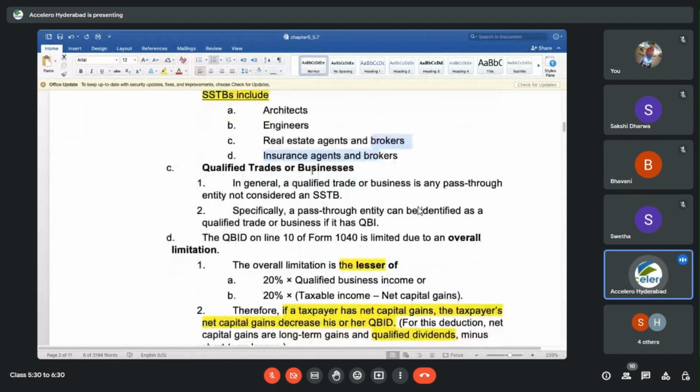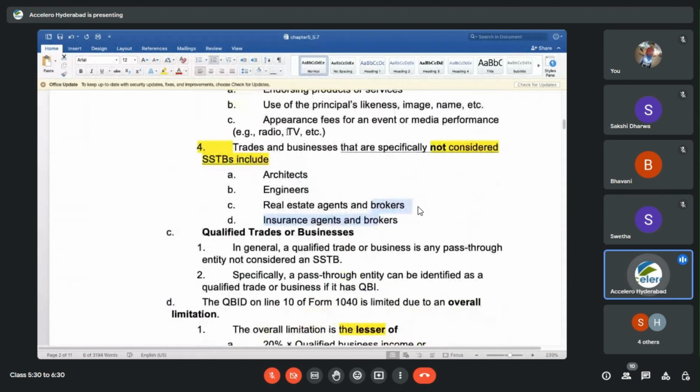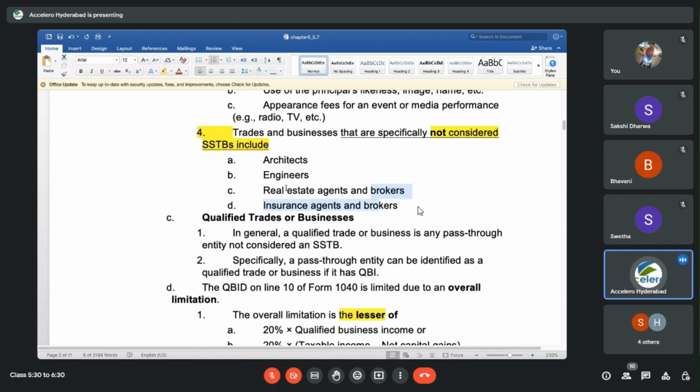Now let's see what are qualified trade or business. So anything which is not falling under SSTB will be qualified trade, because there are only two categories. Every business has to fall into one of those categories. So anything which is not going as SSTB, which is not satisfying this condition, will be considered as qualified business.